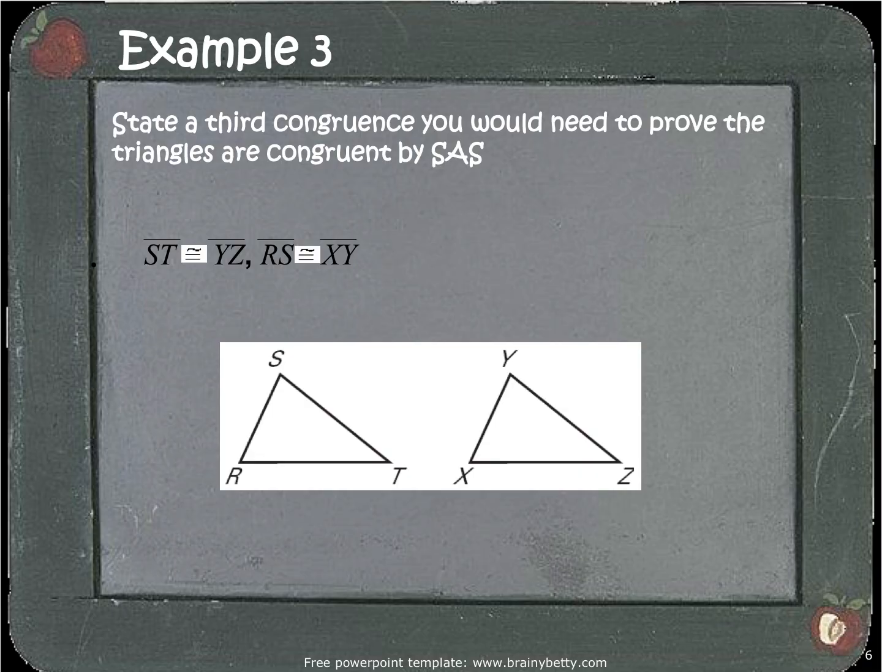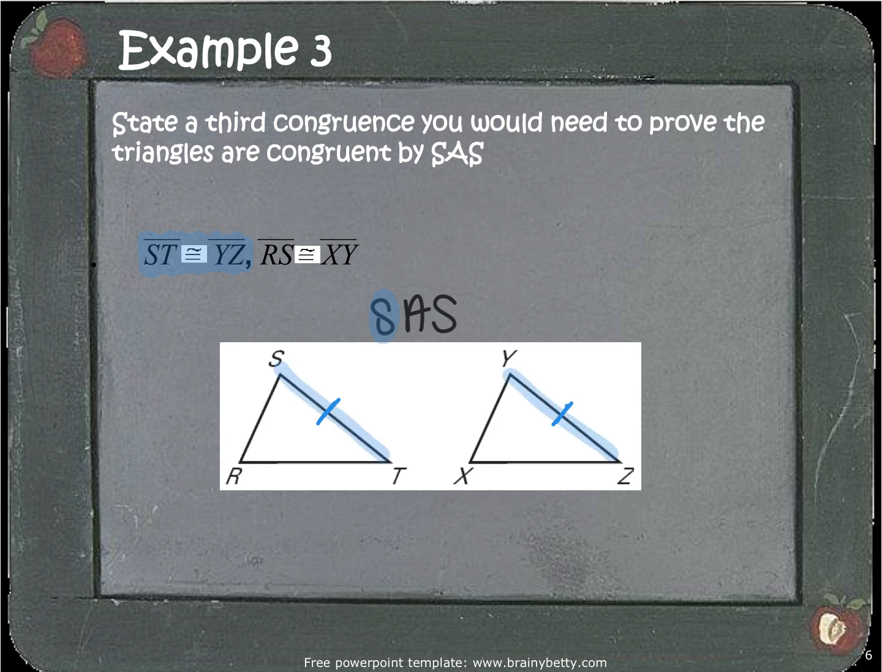All right, example number 3, it says state a third congruence. You would need to prove that the triangles are congruent by side, angle, side. So I need to prove they're congruent using side, angle, side. So I'm just going to write it here. Side, angle, side. What are they giving me? I'm going to go ahead and highlight what they're giving me and what I have to be able to find. So first they're telling me ST is congruent to YZ. So I'm going to go ahead and mark ST right here is congruent to YZ. That's my first side.